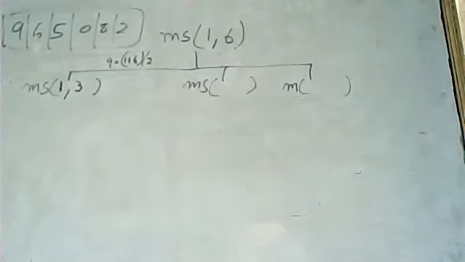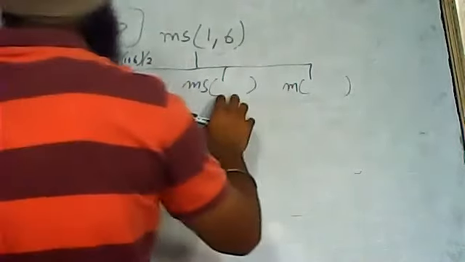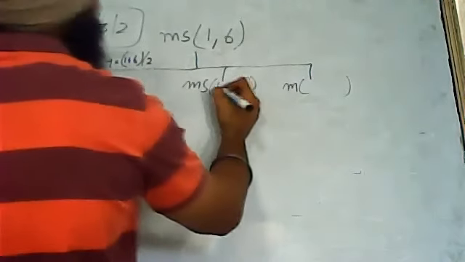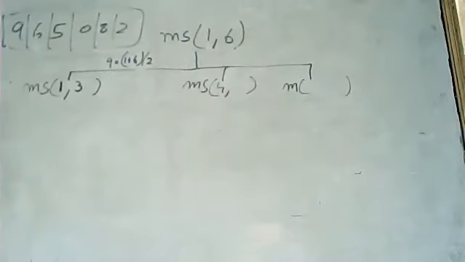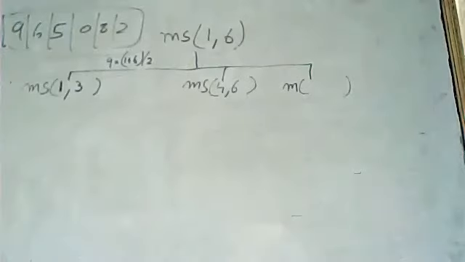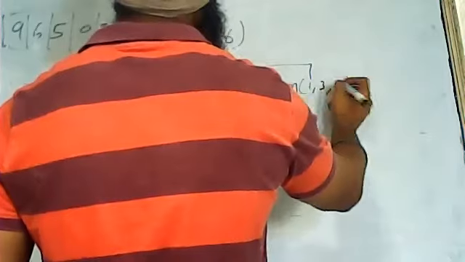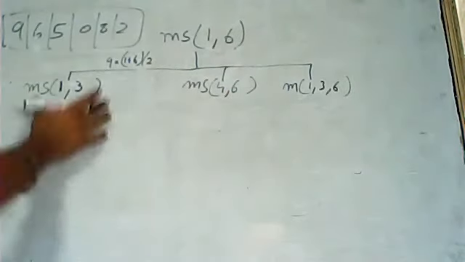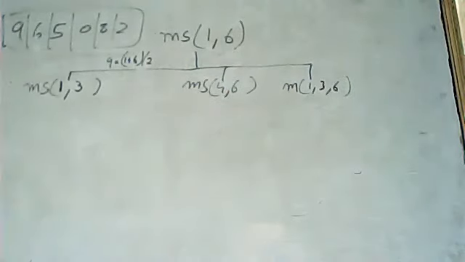Okay. Now what will be in the second merge sort? It will be Q plus 1, that is 3 plus 1, 4, to the last element, that is 6. And what will happen in the third function call? Merge from 1 to 3 and 4 to 6. So both these lists will be merged here. Okay. How this works, I'll tell you again.